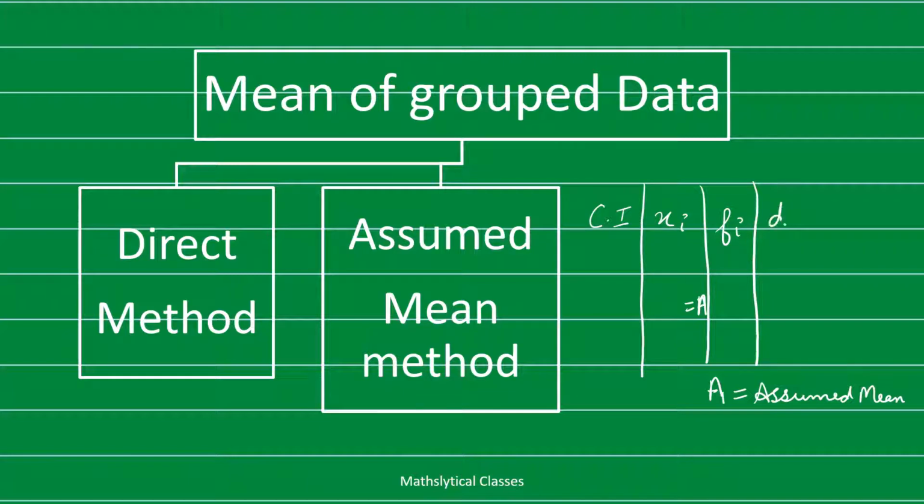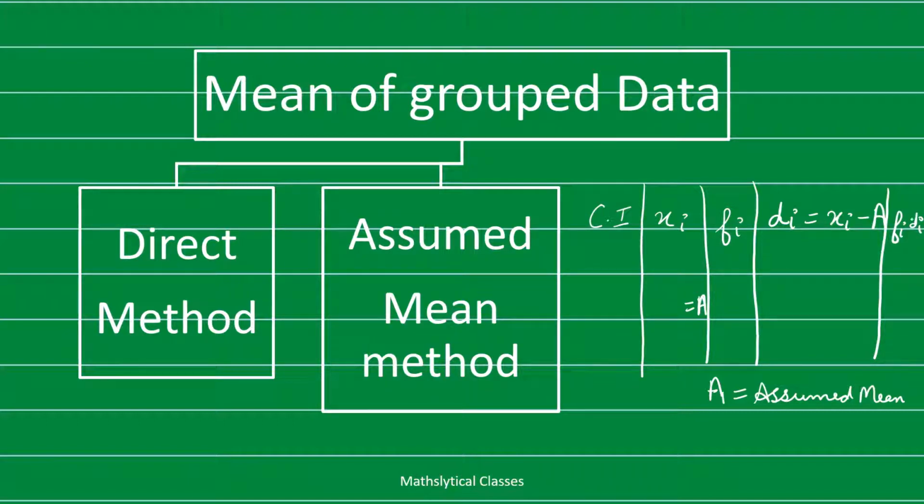In the assumed mean method, we find di. And what is di equal to? Di is xi minus the assumed mean. We find di, and then after finding di, we find fi into di for each entry.